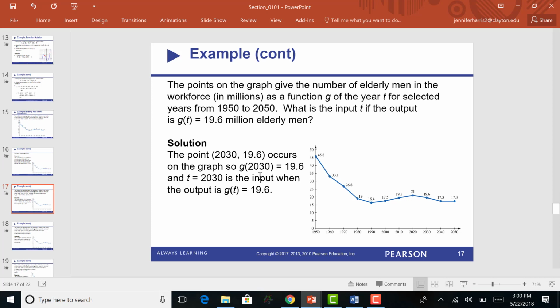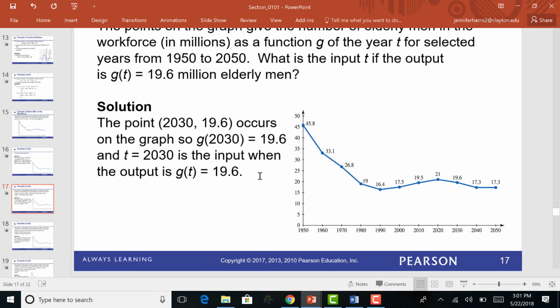All right, let's see if there's anything in this slide. The points on the graph give the number of elderly men. Okay, now it's going backwards. Now this time it's asking you, what year was it that the output was 19.6 million elderly men? Now it's asking you to look at the Y and look at the number of millions of elderly men. What year was that? So I want to know, was it 19.6? So where is 19.6 on the graph? Oh, okay, I'm looking at 2010, okay.